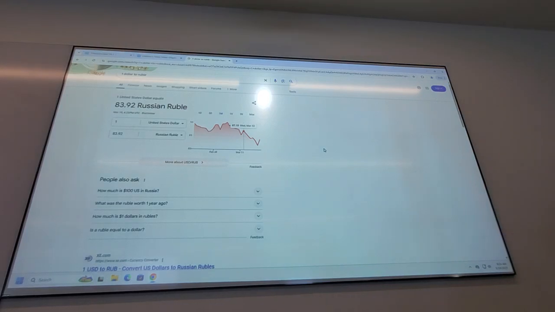So write this down. You guys write down, I'll write it down on my paper. You can't currently see it, but 83.92 rubles equals $1. Yes? You guys all with me?